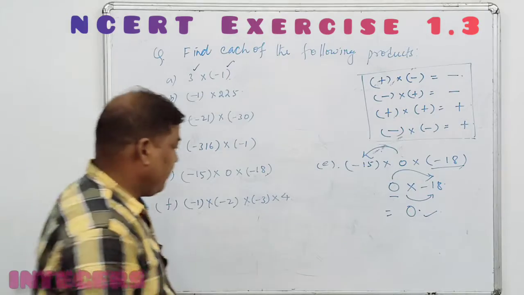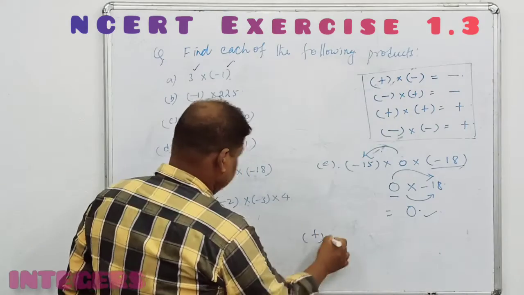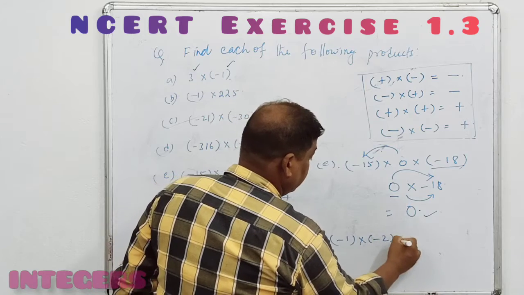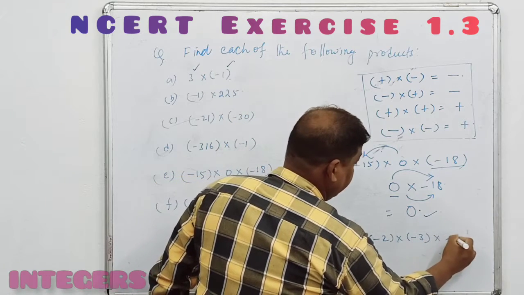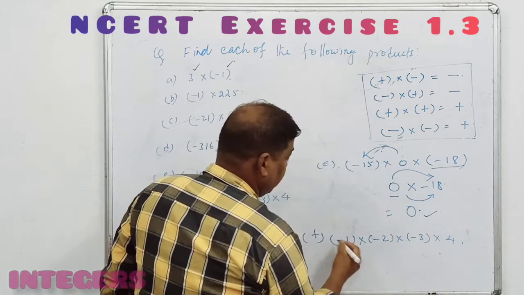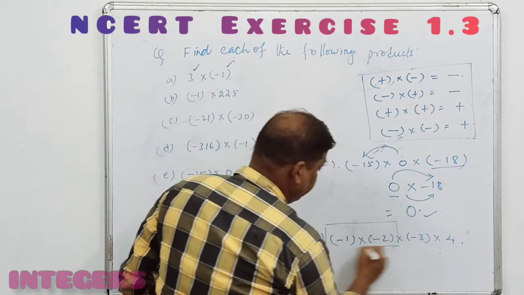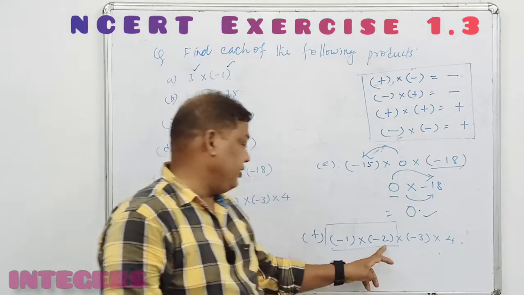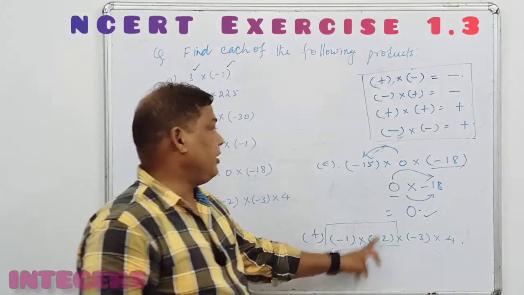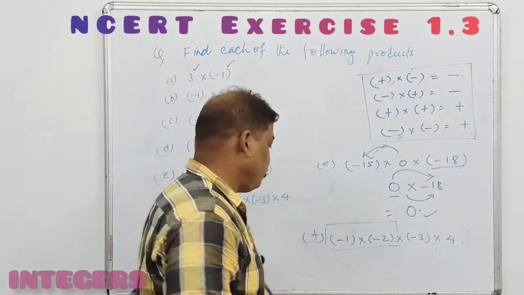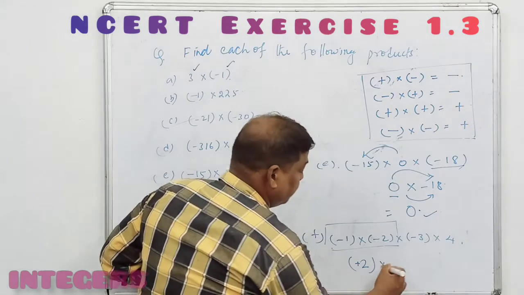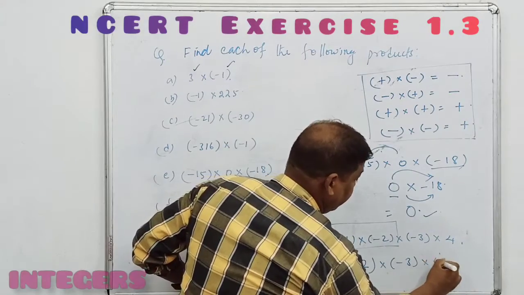Now we will see the F1. Here is minus 1, then minus 2, then minus 3, then 4. First of all, you have to multiply these two numbers. Both are negative integers. Negative sign with negative sign is positive. 1 into 2 is 2, so that is plus 2. Then minus 3, then 4.